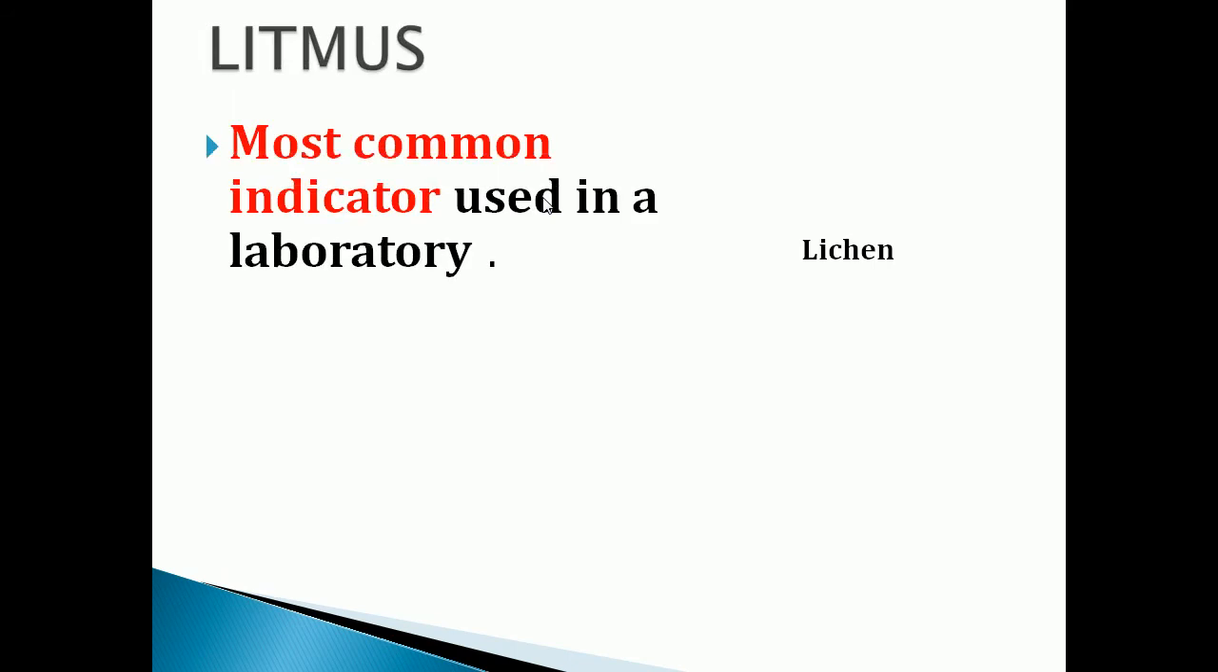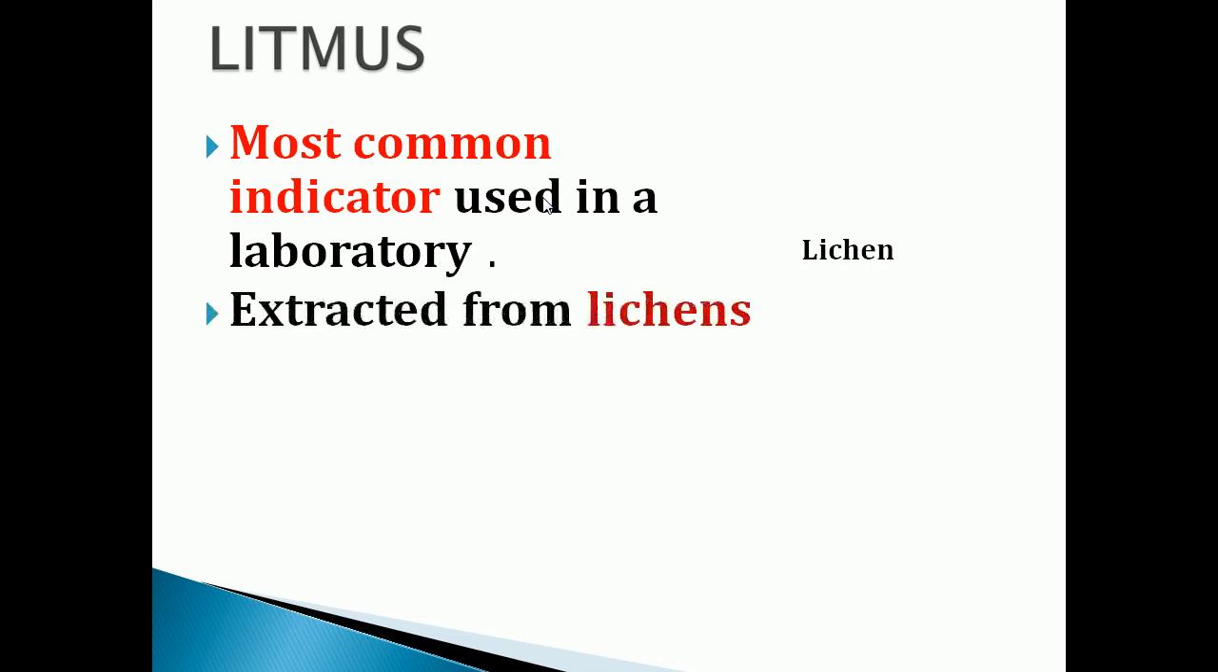So let's study some of the indicators in detail. First, we will study natural indicators. Some examples of natural indicators: the first one is litmus, which is the most common indicator used in a laboratory. It is extracted from lichens.